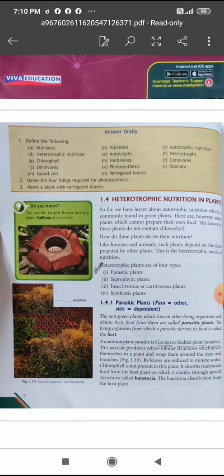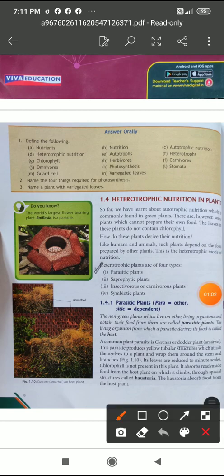So, we know children, heterotrophic nutrition depends on others. Okay? Like humans and animals, some plants depend on the food prepared by other plants. This is the heterotrophic mode of nutrition. Heterotrophic plants are of 4 types: parasitic plants, saprophytic plants, insectivorous or carnivorous plants, then symbiotic plants.